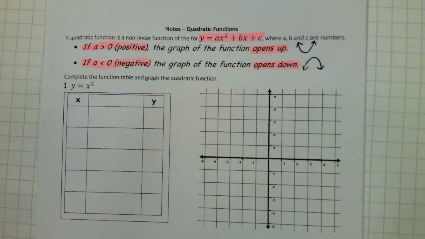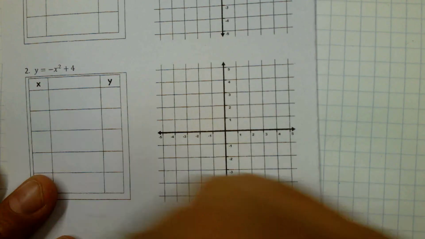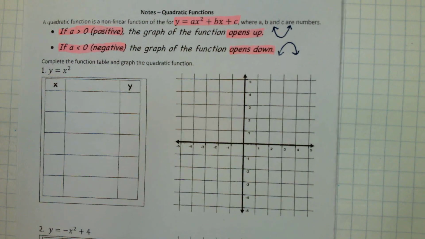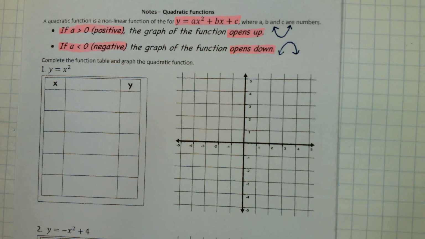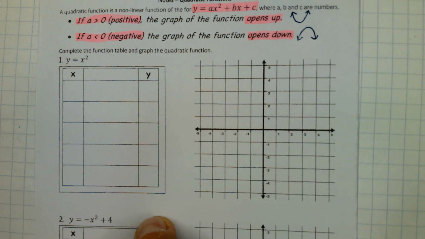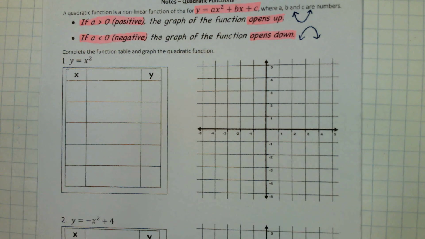And so we're going to notice that. So before we do anything else, we can just take a look at that and decide, is it going to open up like a U shape, or is it going to open down, the opposite of that? Okay. And then we're going to discover a few other things along the way. So we're going to start with graphing the most basic quadratic function, y equals x squared. And based on this answer, we're going to be able to get some others.